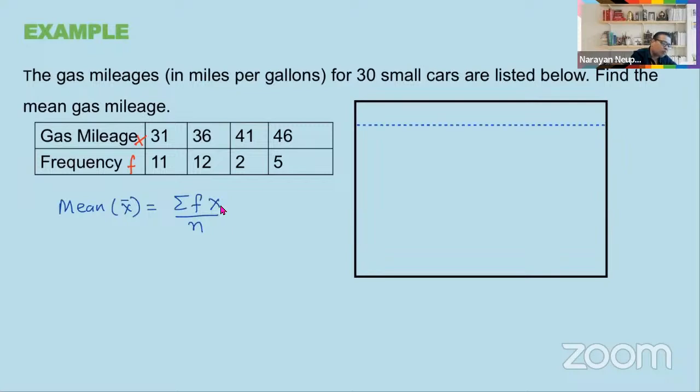So I'm going to write the x values here. What are those data values? 31, 36, 41, and 46. So these are the different data values. We also have the frequencies. So let's write the frequencies. What are the frequencies? 11, 12, 2, 5.